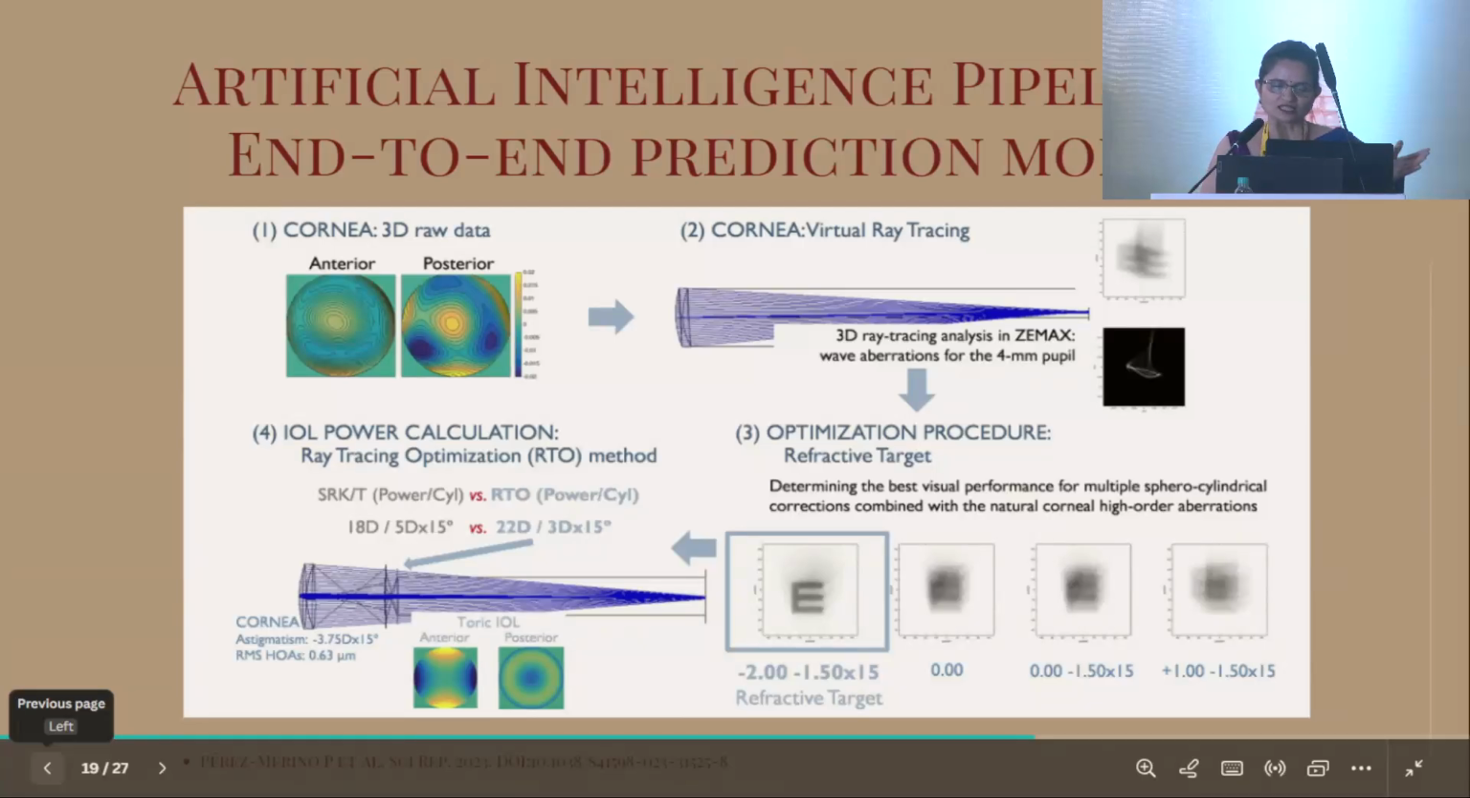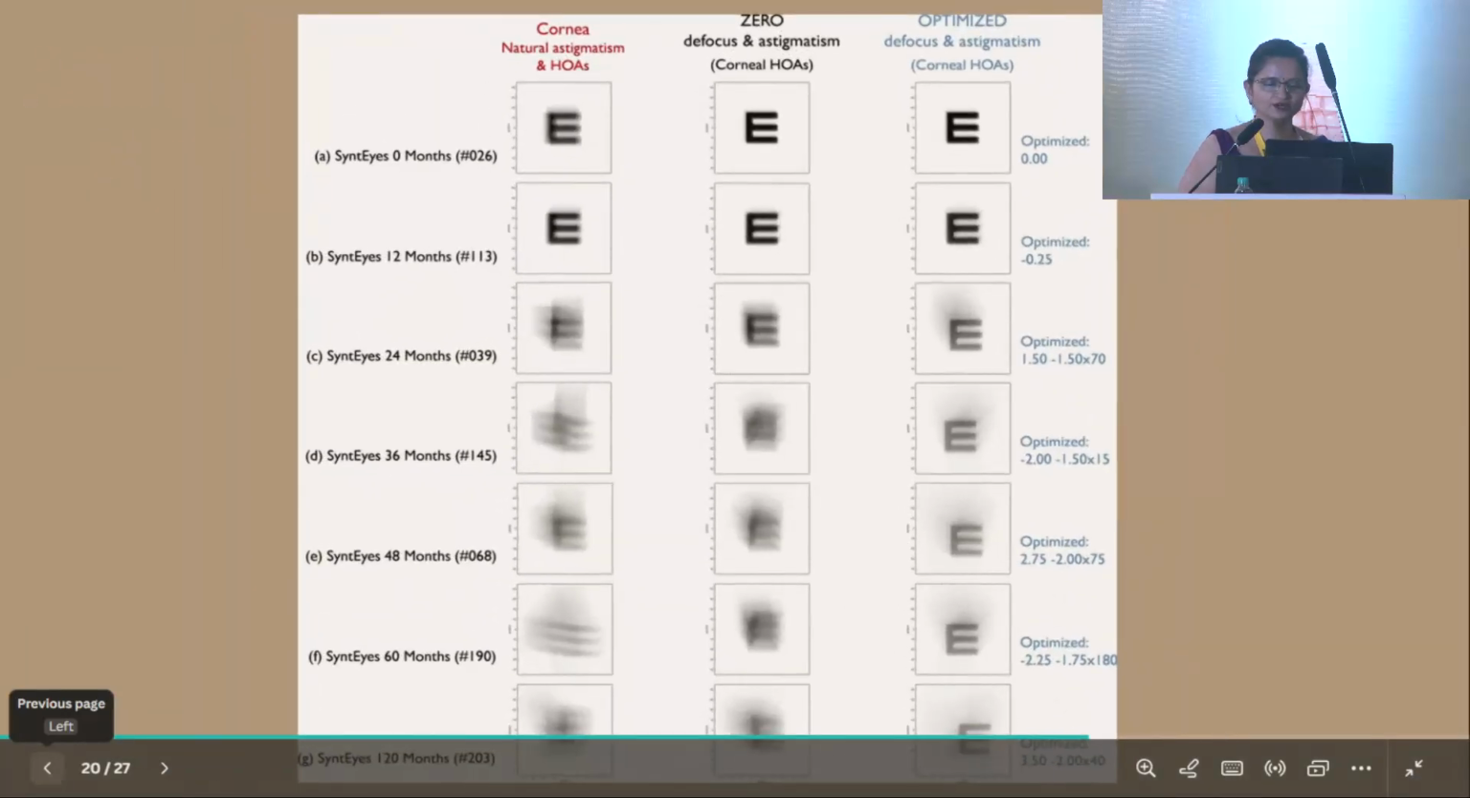Now these customized ray tracing optimizations have been developed, and they are correlating natural higher order aberrations with multiple spherocylindrical correlations. And these are very useful, especially in the weird cases where you have very high higher order aberrations, or you have irregular astigmatism such as in cases of keratoconus post cross-linking. Now it is seen that in these corneas with greater higher order aberration and a lower OTF, almost zero experienced a greater improvement with this method.